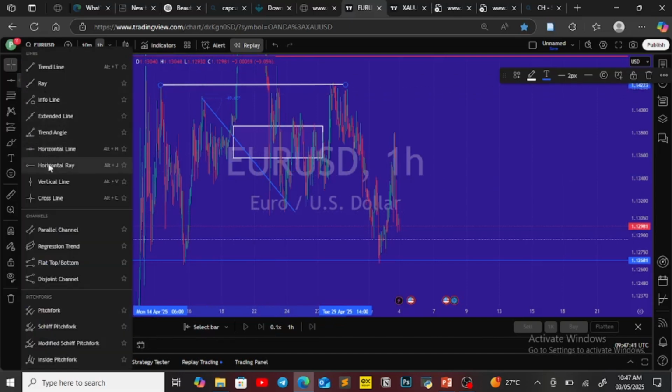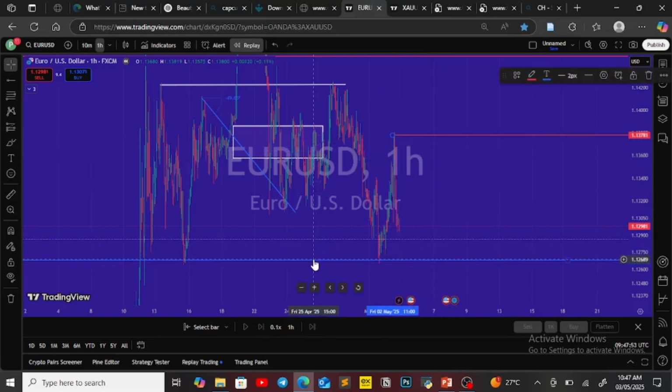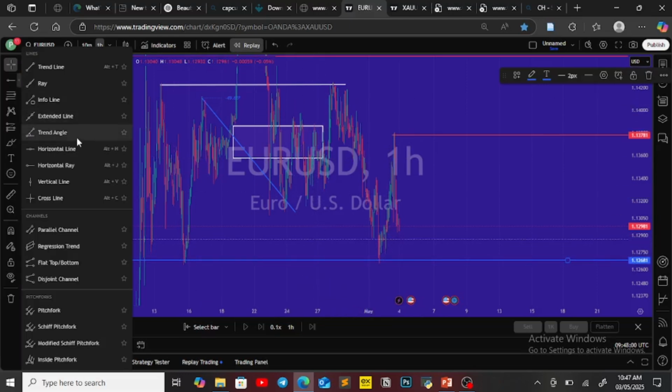We have the horizontal ray. Just like the horizontal line, you have the horizontal ray. This is what they mean by the horizontal ray. Also, the difference between this and this is that when you click on the horizontal line, it goes back to the previous market, what has happened previously, and also goes to the future.